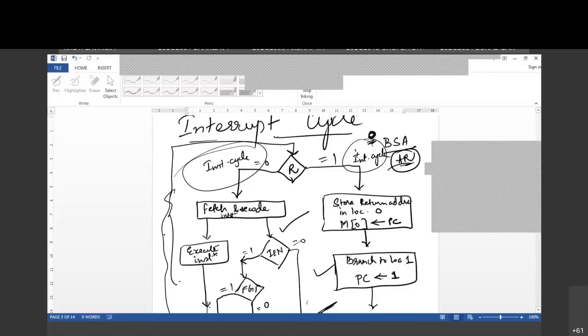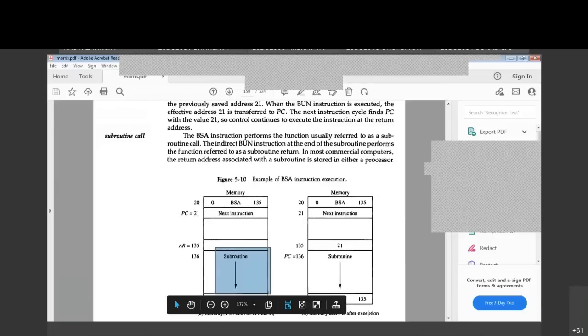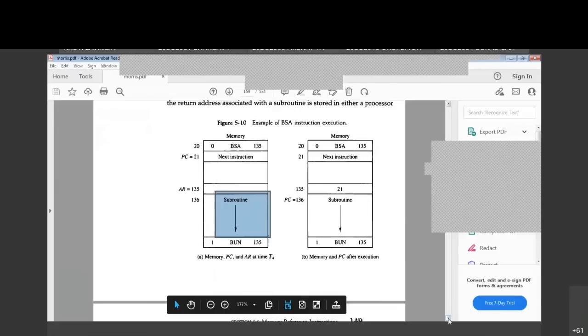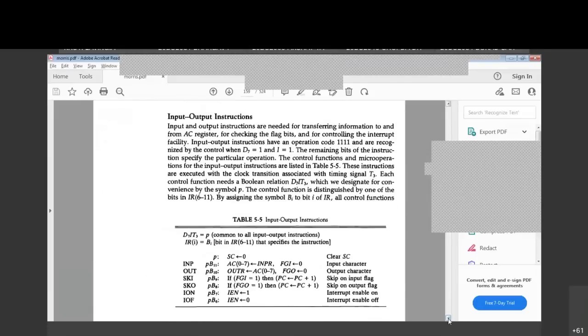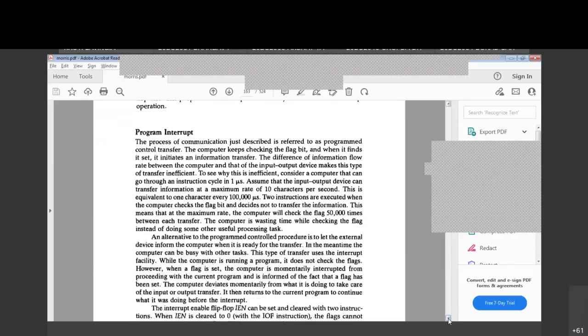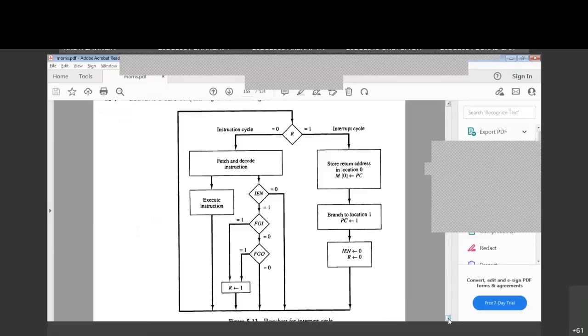Understood? All of you? How does this interrupt cycle work? I'll show a neat diagram. Okay, so this is the flowchart of the interrupt cycle.